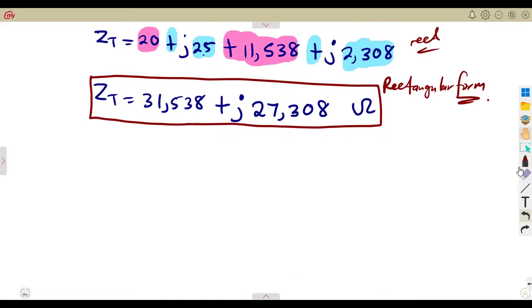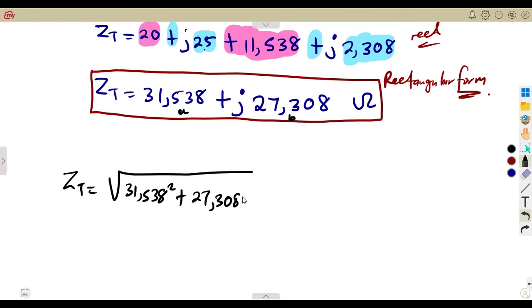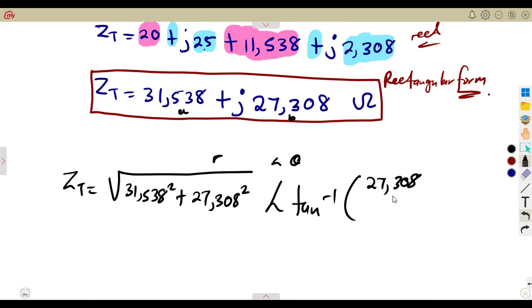Remember, to polar form, we can have Z_T, where this is our A and this is our B. So you're going to have the square root of A squared plus B squared, which is 31.538 squared plus 27.308 squared, representing our R, at an angle of theta. So theta is arctan B over A, which is 27.308 divided by A, which is 31.538. So this is going to give us the total impedance, now in polar form.